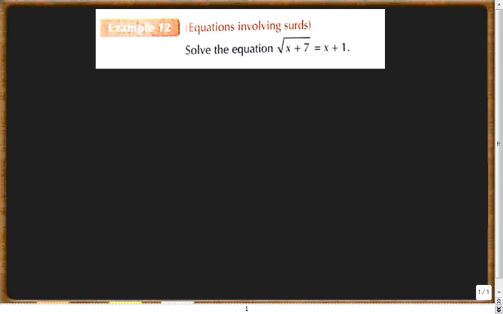Example 12 asks us to solve the equation the square root of x plus 7 equals x plus 1. Before you start this problem, you see that there's a square root there, and there's always this thought that I need to square that and get rid of it. That's how you undo a square root, and that's correct.